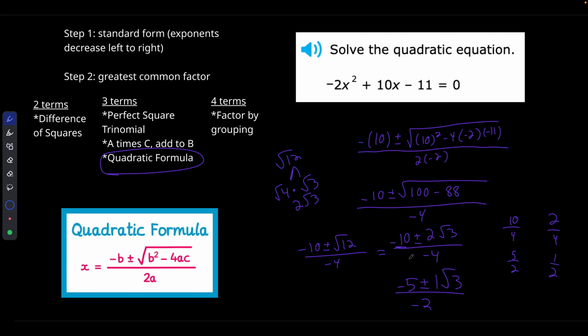Lastly, most answers will not put this 1 in front of the radical, so most answers are going to look like this as the final answer. You can put the 1, perfectly fine. Both answers are technically correct, but most answers will not show it.